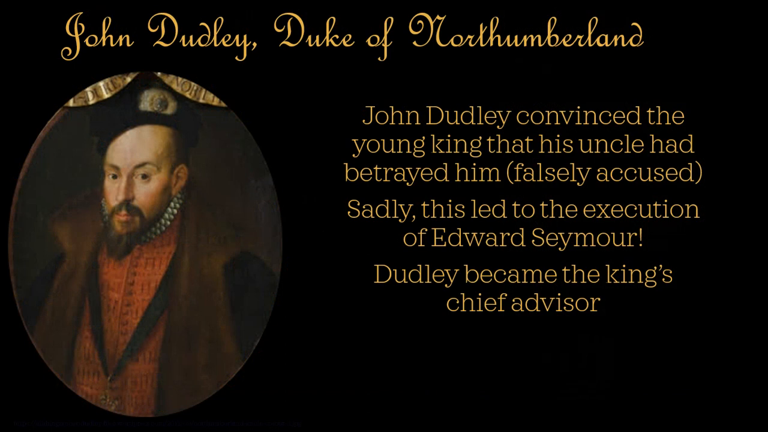He was convinced that the uncle, that would have been Seymour, had betrayed the young boy, that he was trying to take the kingdom for himself. We don't at this point historically believe that was true, but because of certain things set up by Dudley, there was evidence that was, I'm going to say, like a setup to accuse Seymour, and Seymour ended up getting executed. He had been that uncle that was helping the king so much.